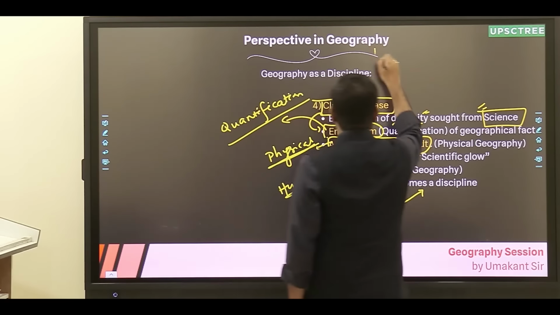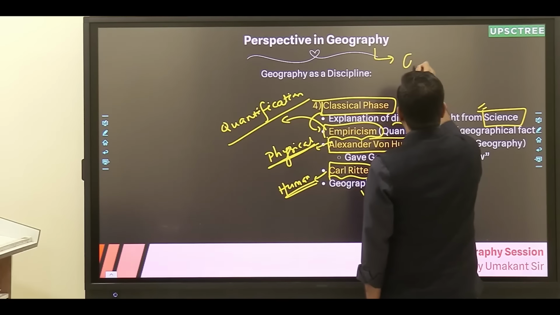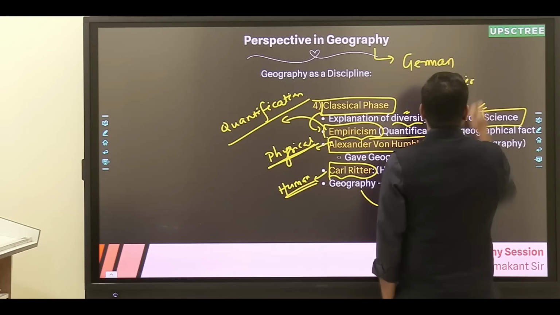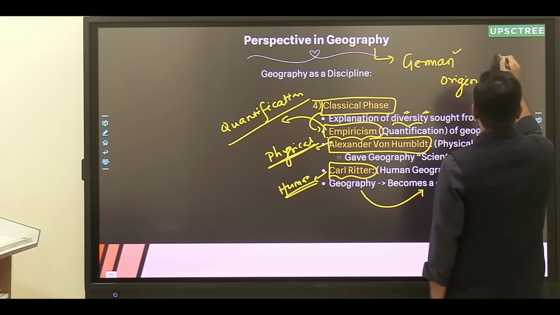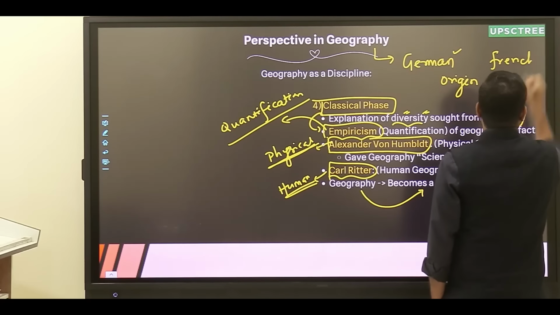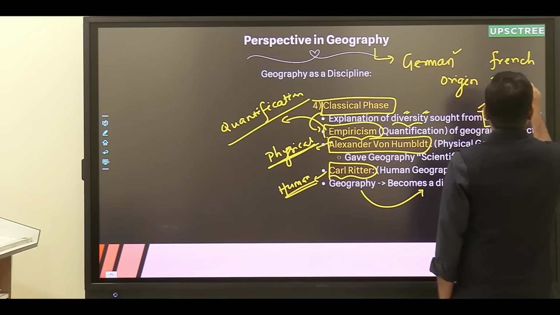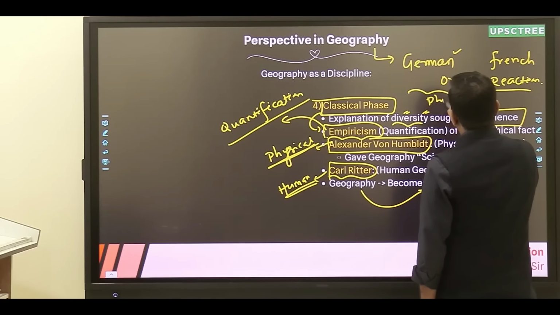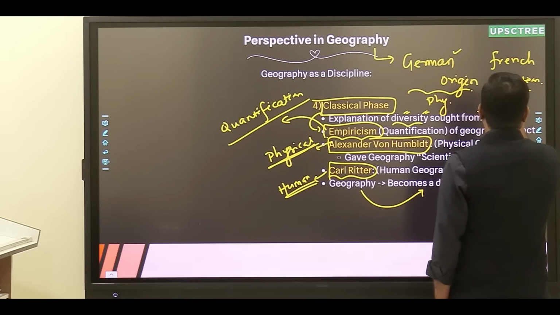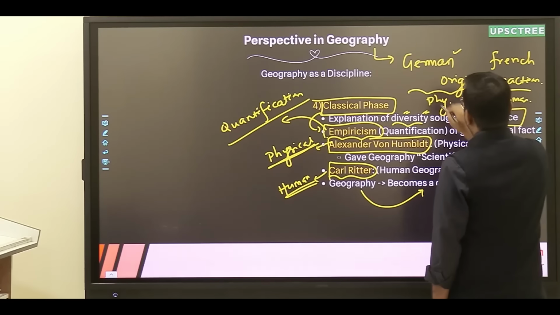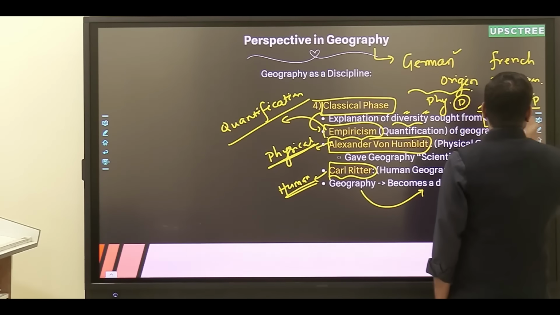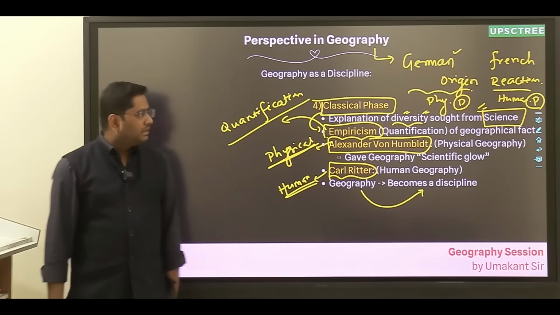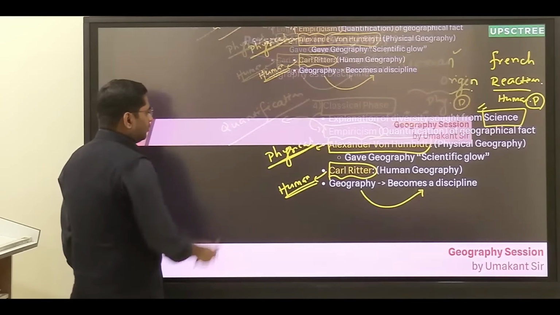And if you look at geography as a subject, it has very German origin. Keep that in mind. And whenever Germans do something, the French will rebel. We know that. So, initially Germans will say that we'll focus on physical geography. Then the French will focus on human geography. When Germans will talk about determinism, the French will talk about possibilism. A German-French fight will be seen in all other disciplines as well. Keep that in mind. Okay, let's move ahead.